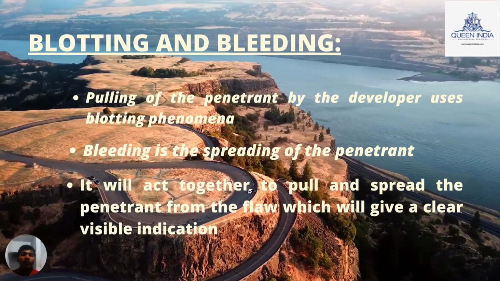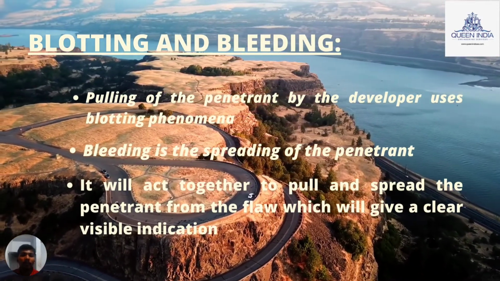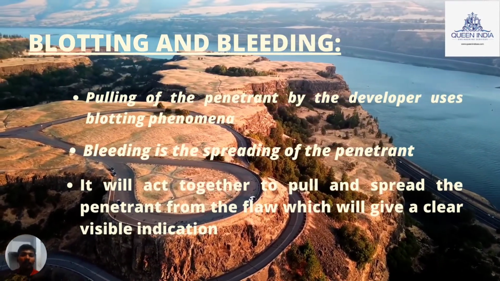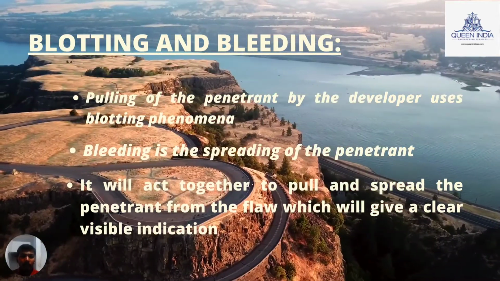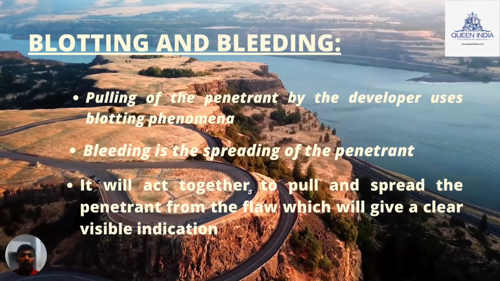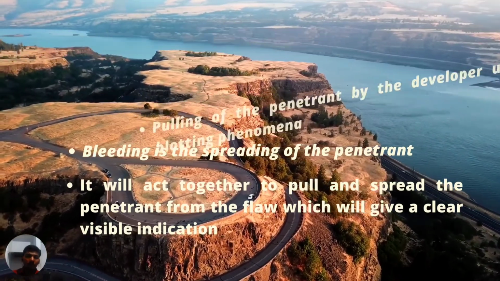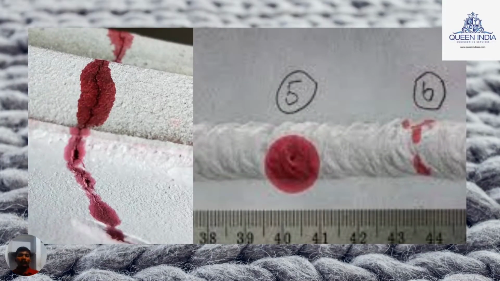Blotting and bleeding. Pulling off the penetrant by the developer uses blotting phenomena. Bleeding is the spreading of the penetrant. They will act together to pull and spread the penetrant from the flaw, which will give a clear visible indication. This is the example of blotting and bleeding. We are applying developer and we will find the crack. The crack will be in red color. The defect will bleed.